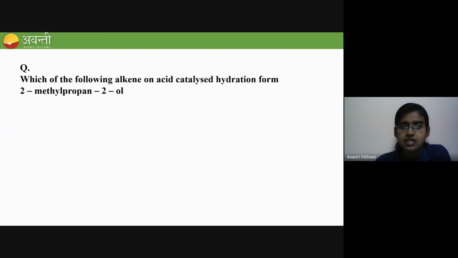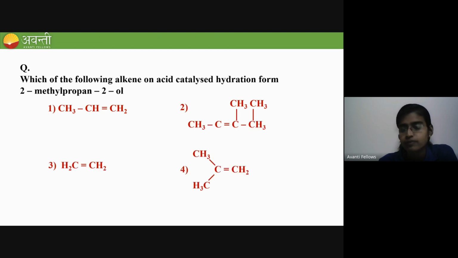So you can see the question on the screen. Which of the following alkenes on acid catalyst hydration forms 2-methyl propan-2-ol? Option 1, 2, 3, 4. Four compounds are given to you and you have to find out the alkene that we get on acid catalyst hydration. So what is meant by acid catalyst hydration? I'm going to add H2O, which is called hydration, in presence of acid. So this is called acid catalyst hydration. Now, which of the following alkenes will result in 2-methyl propan-2-ol if I add water in presence of H+?